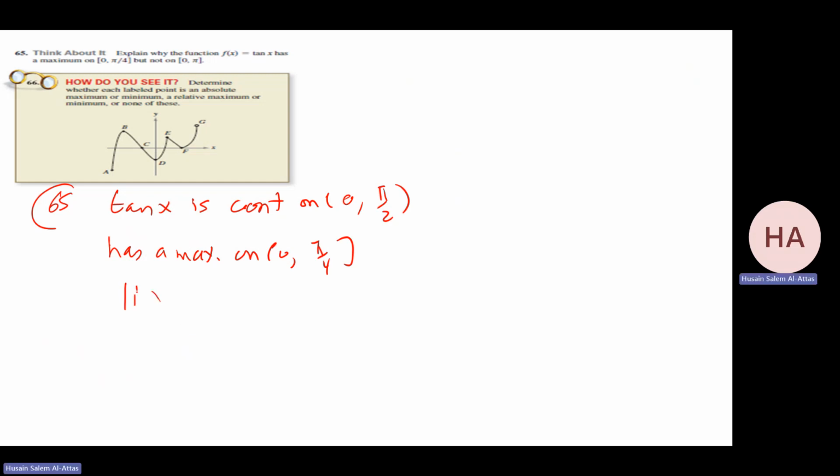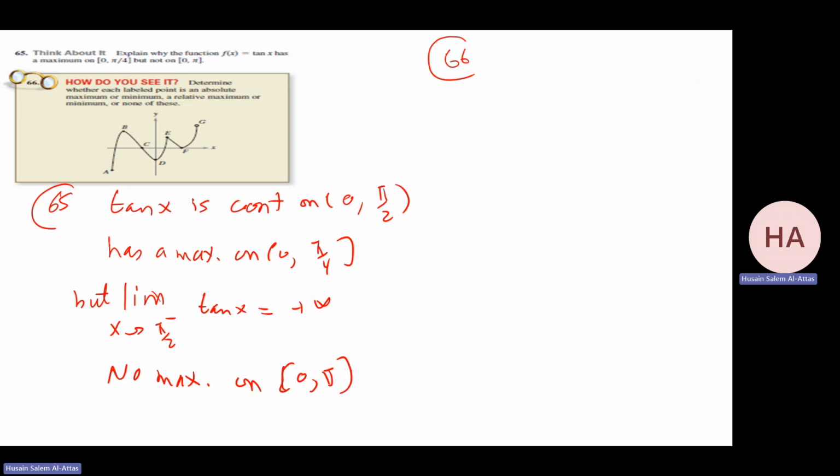But the limit as x goes to pi over 2 from the left for tan x will be infinity. So no maximum on this interval between 0 and pi. We've included pi over 2, which makes it go to infinity.